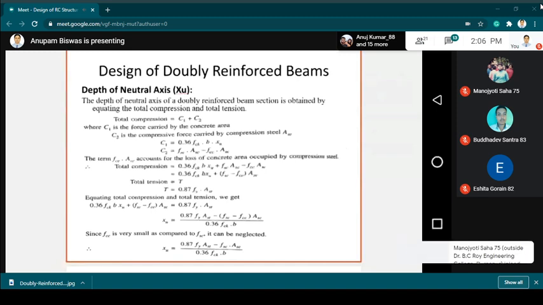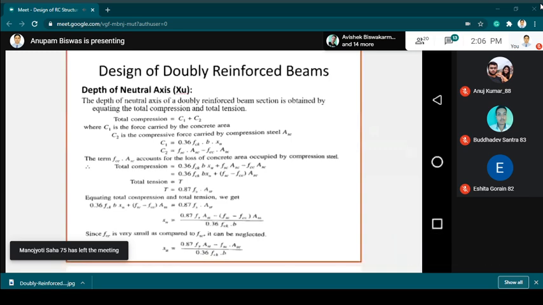So value of C1 is 0.36 FCK into B into XU. B is the width and XU is the depth of neutral axis that we have to find. C2 is FSC into ASC minus FCC into ASC. Okay. FSC, what is it? It is the stress in compression steel, and FCC is the stress in concrete at the level of steel.